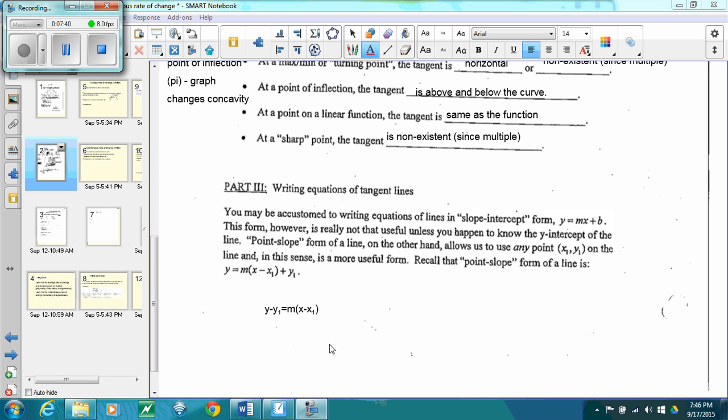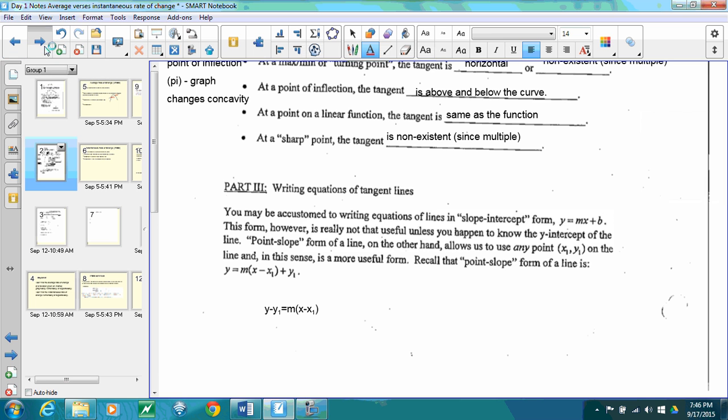This is the point slope form you might have used before, but generally in calculus we get y by itself, so we add the y1 to the other side. So we're going to use that to write tangent lines because it's easier than y equals mx plus b, because we don't have to solve for b.